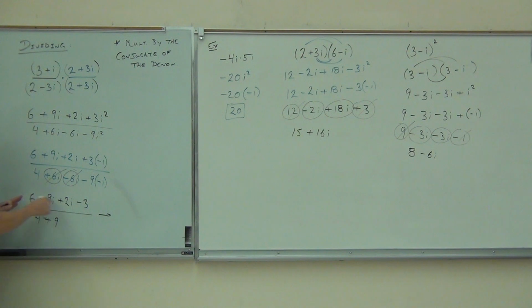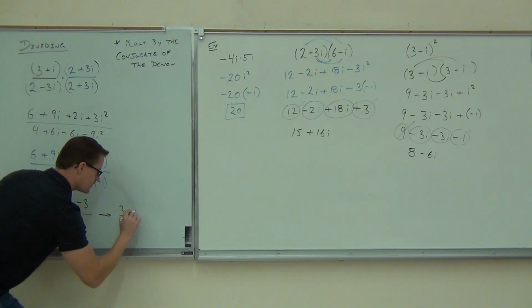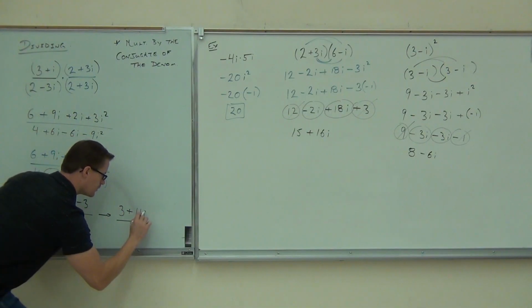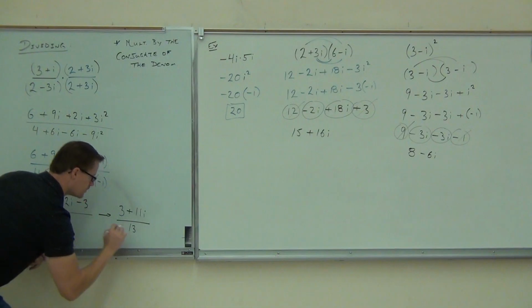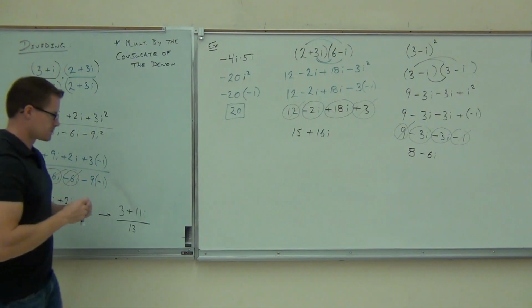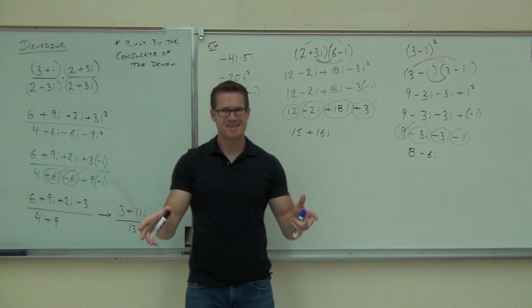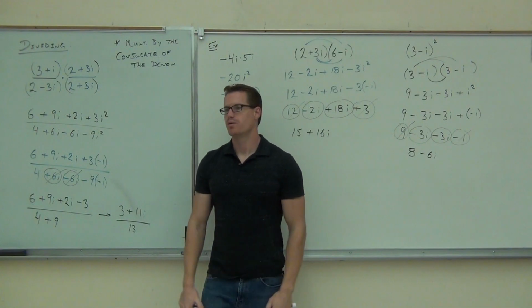If I combine these numbers, what's my real part going to be, please? 3. What's my imaginary part? 11i. Over 13. Good. You still with me, guys? Yep. Now, we're not quite done.